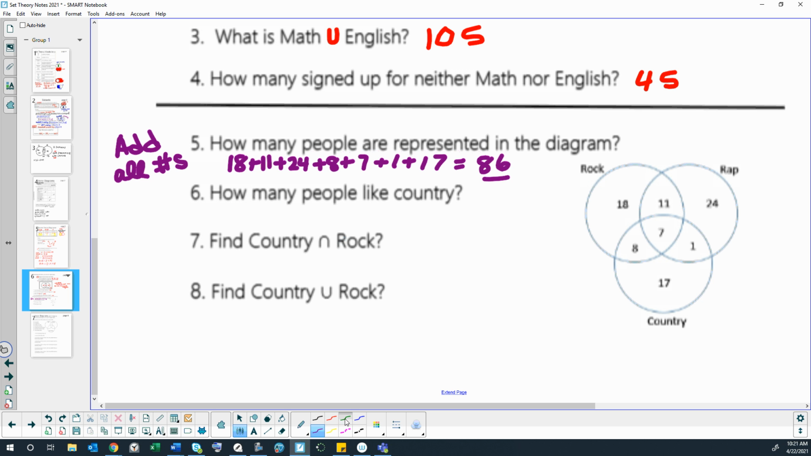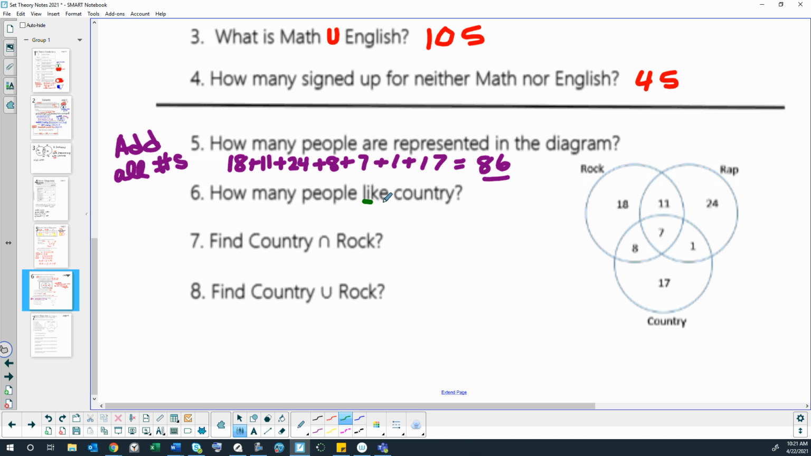Next question, how many people like country? Well, country would refer to any of the numbers in the country circle. So we have 8 that like country and rock. We have 7 that like country, rock, and rap. We have 1 that likes country and rap, and we have 17 that like country only.